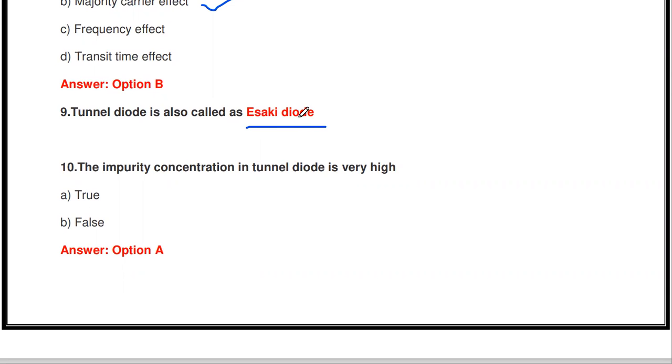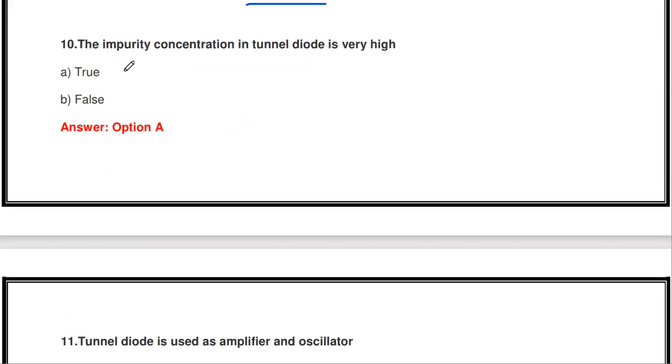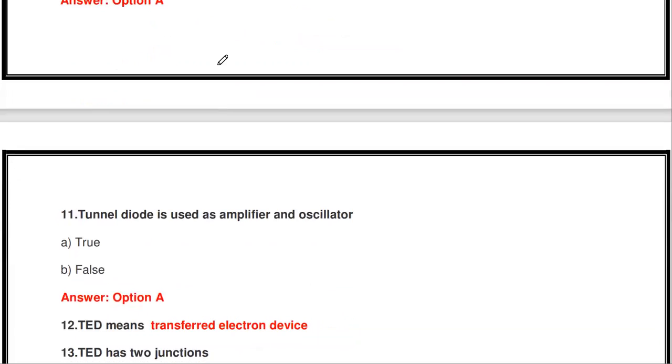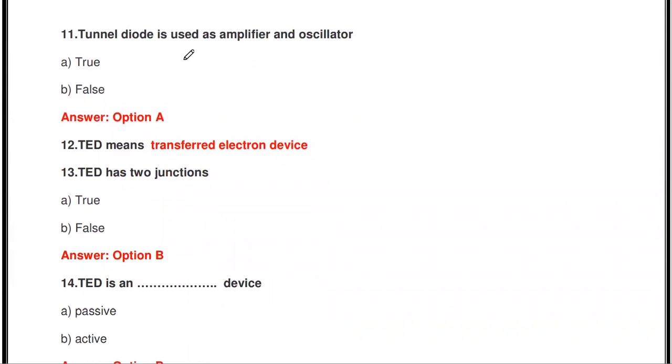Then the next one: the impurity concentration in tunnel diode is very high. True or false? True. The impurity concentration in tunnel diode is very high. Then the next one: the tunnel diode is used as amplifier and oscillator. Yes, the tunnel diode is used as an amplifier as well as an oscillator.